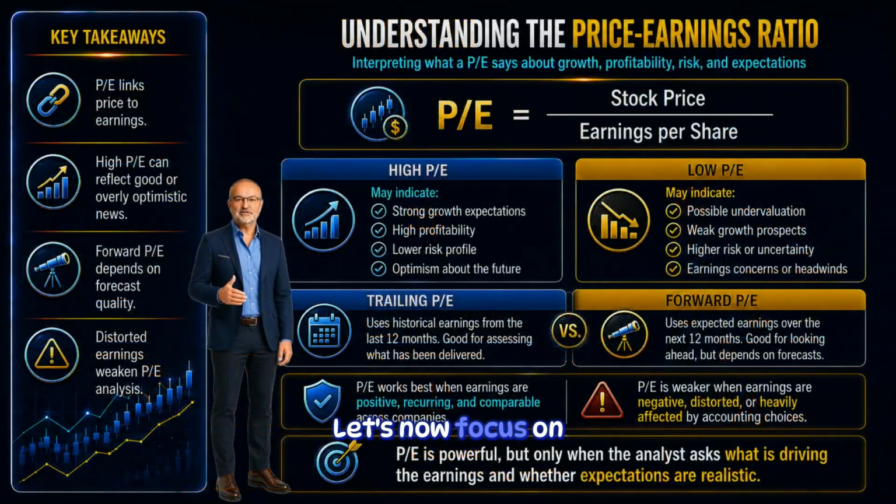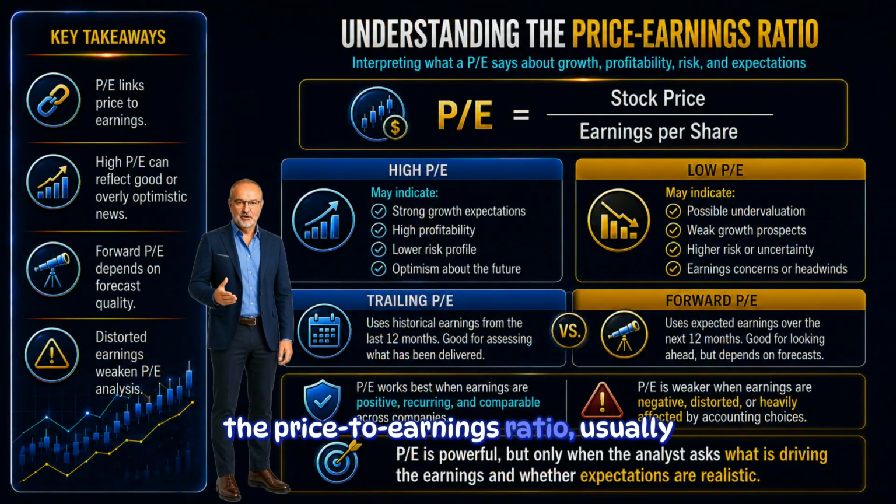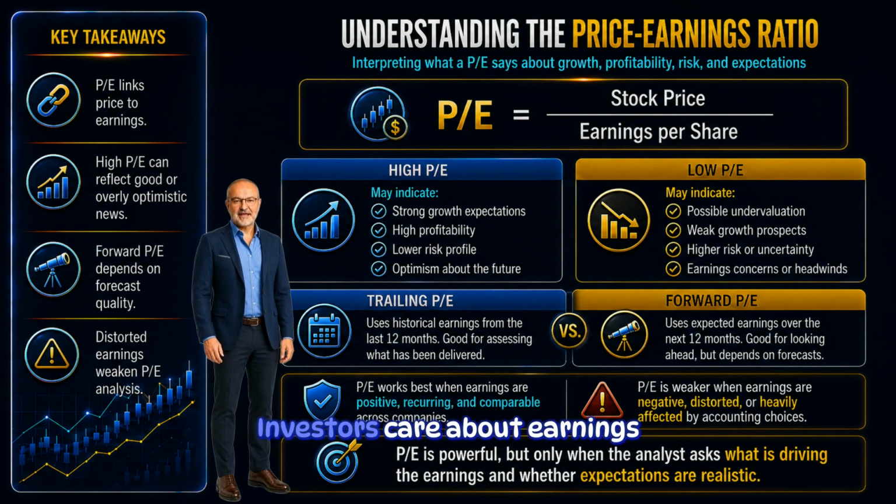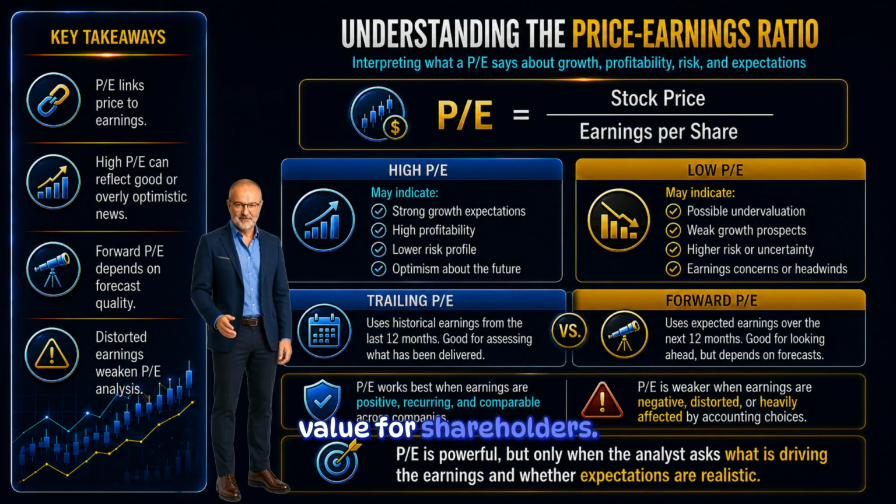Let's now focus on the price to earnings ratio, usually called the P/E ratio. The P/E ratio compares a company's stock price with its earnings per share. It is widely used because earnings are central to equity valuation. Investors care about earnings because earnings are one way a company creates value for shareholders.